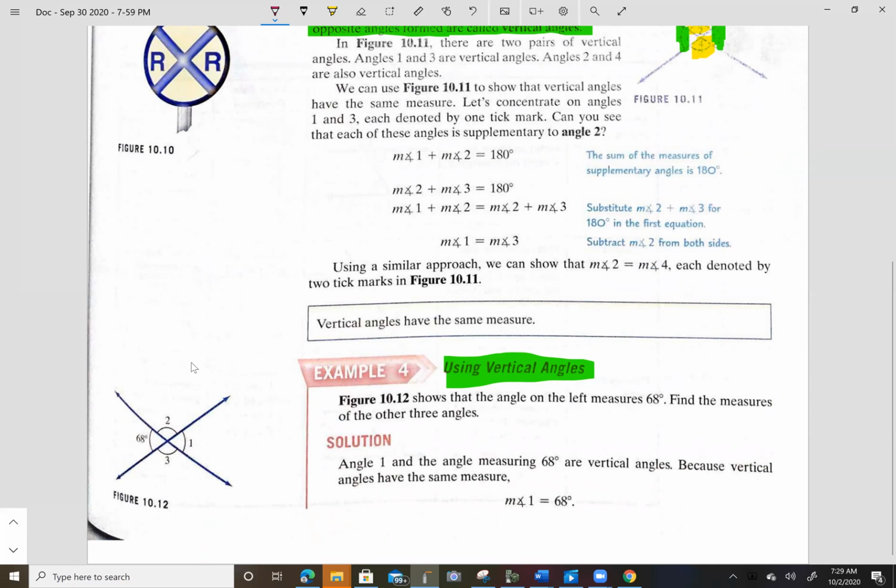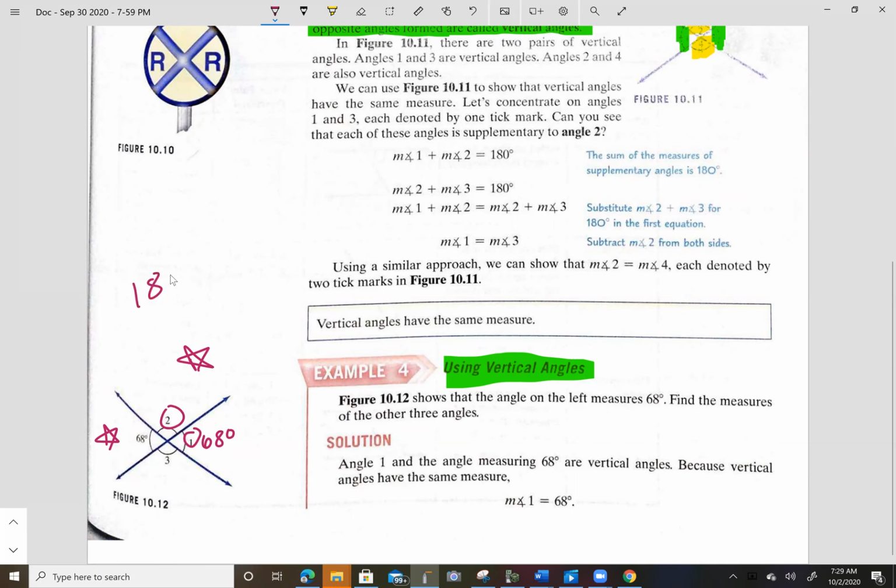So if we're looking at example 4, figure 10.12 shows the angle on the left measures 68 degrees. Find the measure of the other 3 angles. So if that angle is 68 degrees and angle 1 is also 68 degrees, and then here's the cool part, you guys, if we added them all up together, you get 360 degrees, right? So half of it, angles 1 and 2, have to be 180.